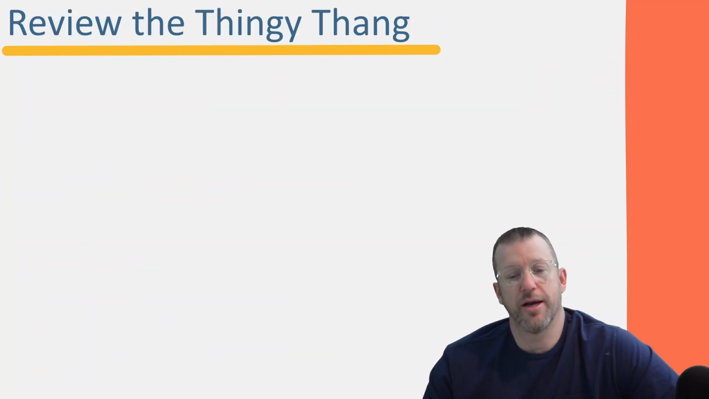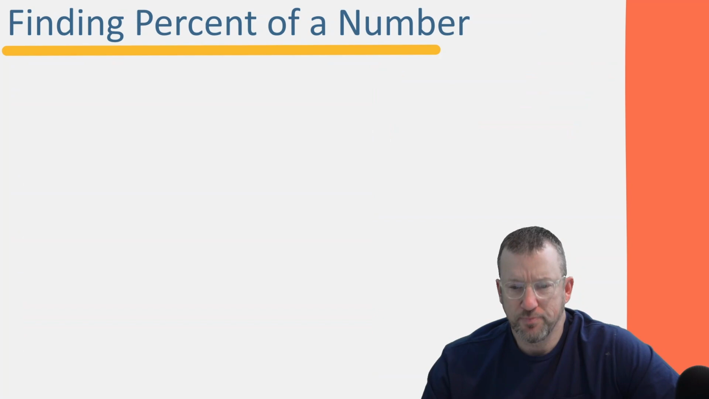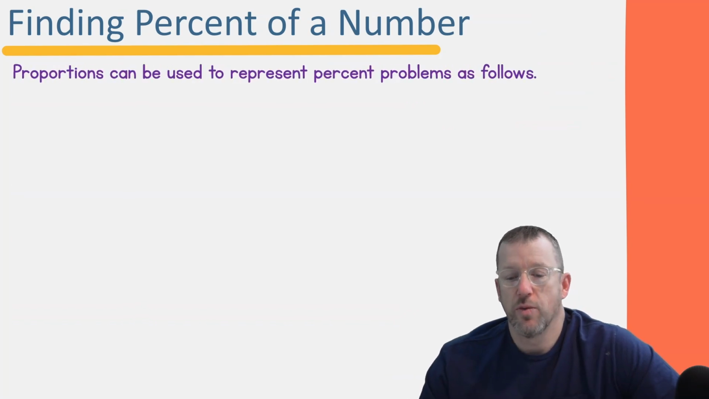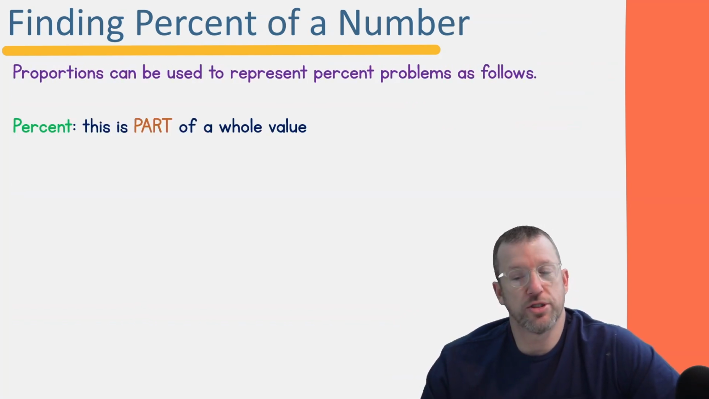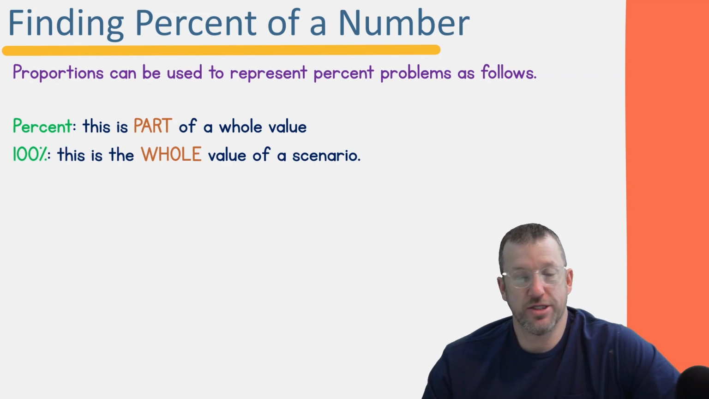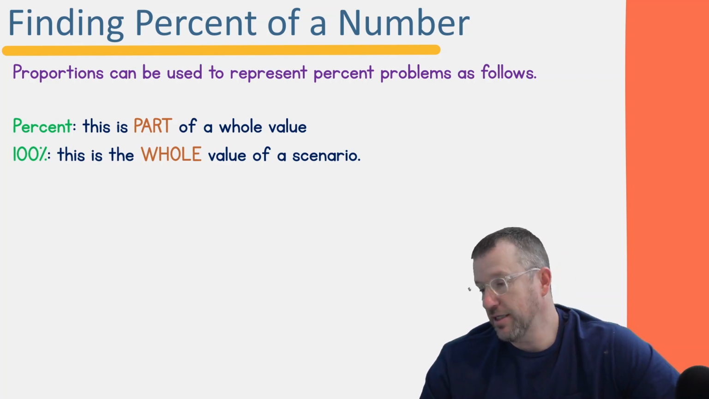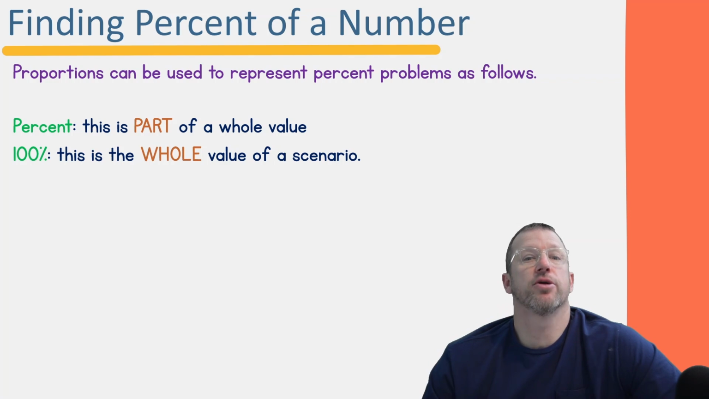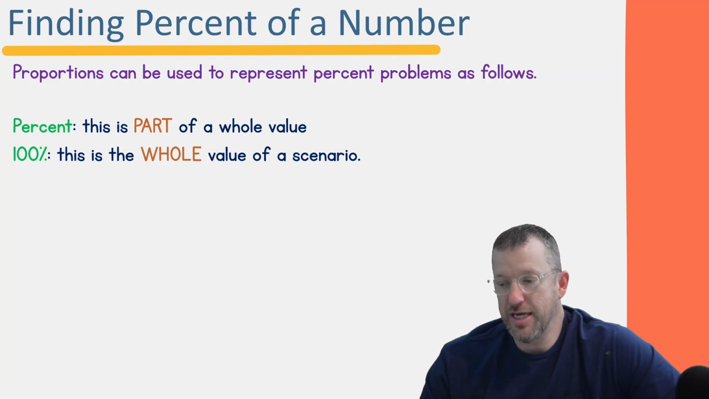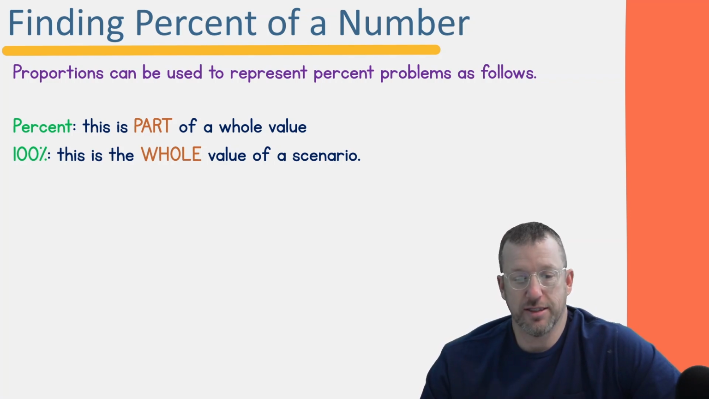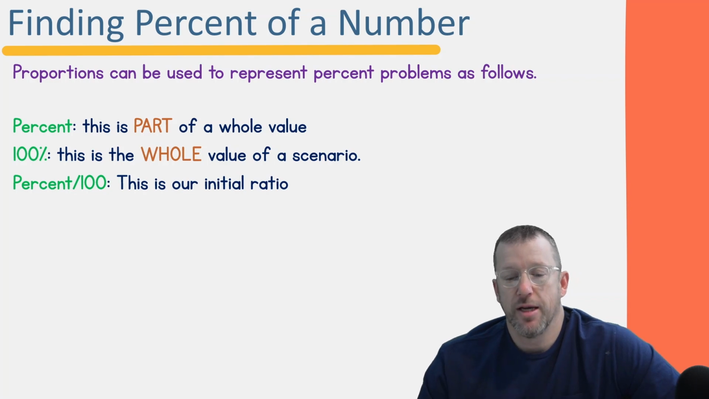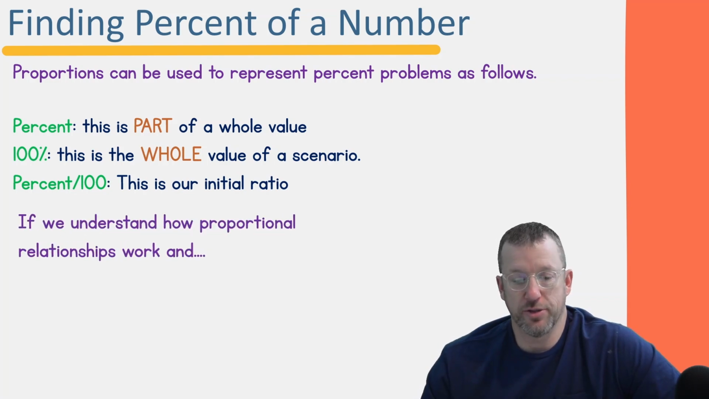So let's see what we're talking about here. Let's review that thingy thang. Okay, when we're finding a percent of a number, we know that we are using proportions to represent percent. So percent, this is part of the whole value. 100%, this is the whole value of a scenario. All right, so if I said I had 82% of the M&Ms that were delivered to the class, that means out of the whole group, I had 82%. And the whole group would be all the M&Ms together, okay? And percent over 100, this is our initial ratio.